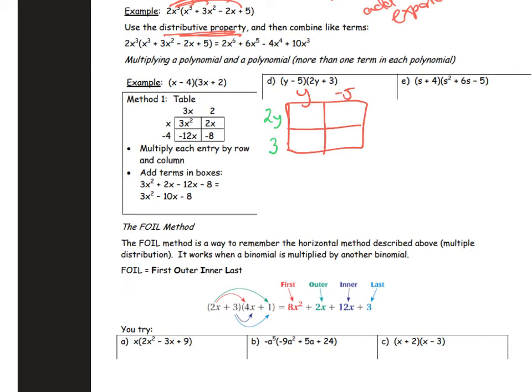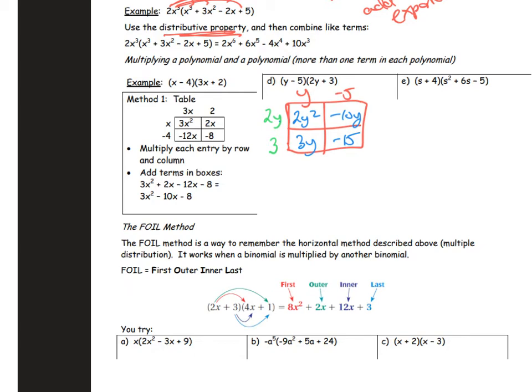Now I'm gonna multiply what we got here. So 2y times y gives me a 2y squared. 2y times -5 is -10y. 3 times y is 3y. 3 times -5 is -15.